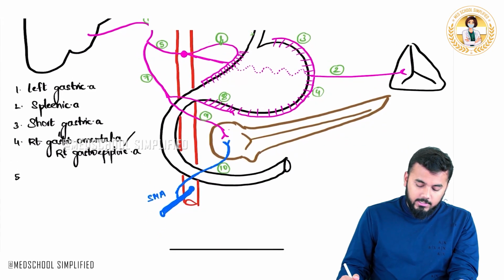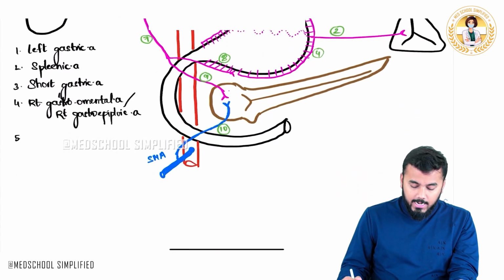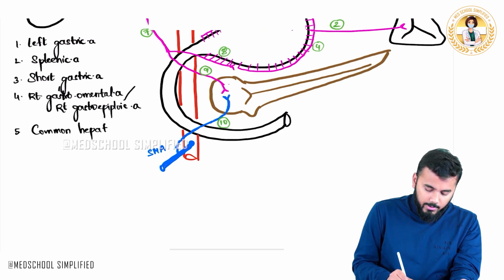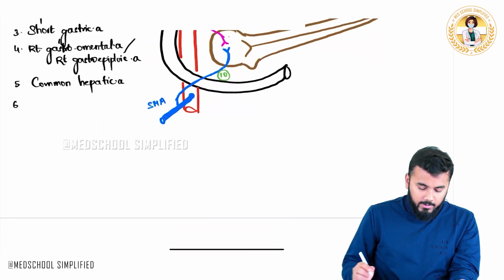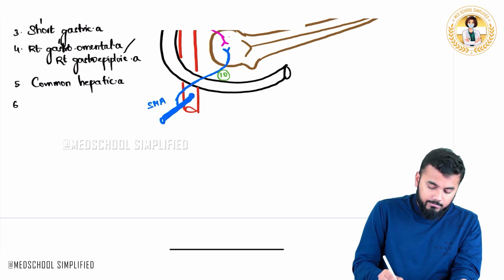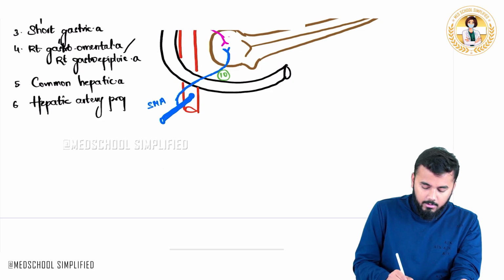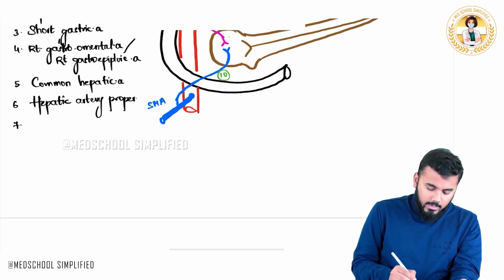Where is the fifth branch? Yes, the fifth branch is directly coming from the celiac trunk. What is this? This is called the common hepatic artery. Now the common hepatic artery gives two branches. One is called the hepatic artery proper, and the other one is called the gastroduodenal artery.